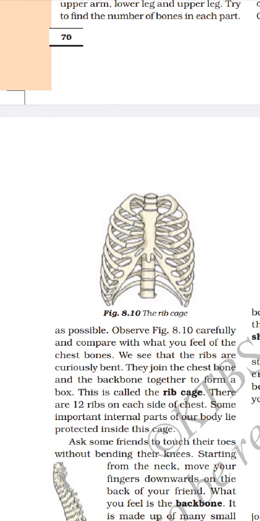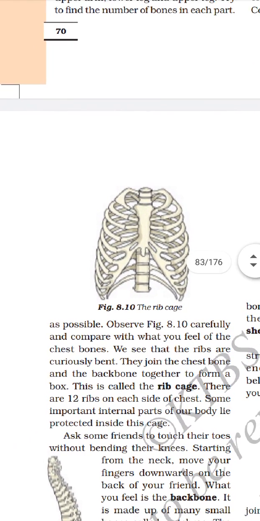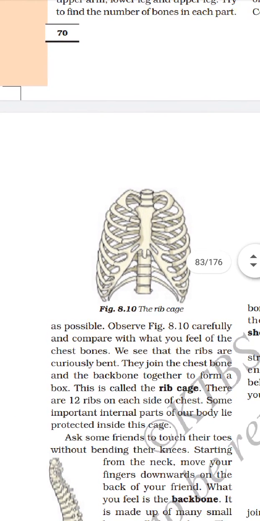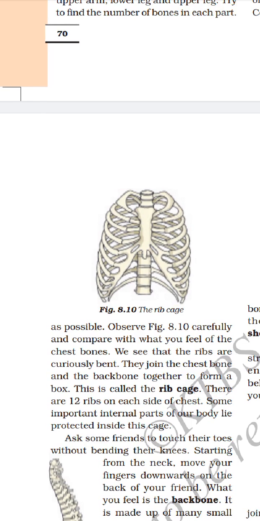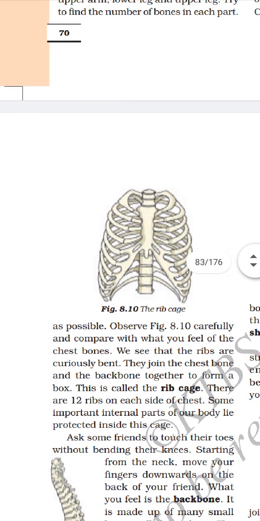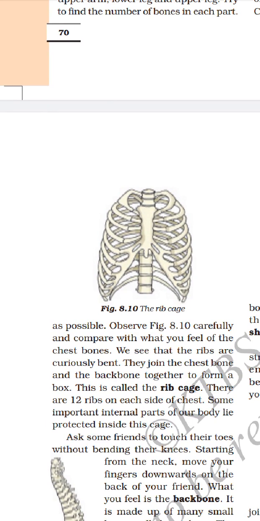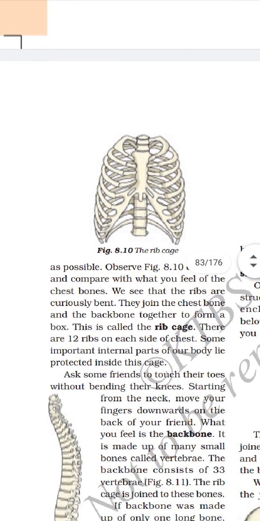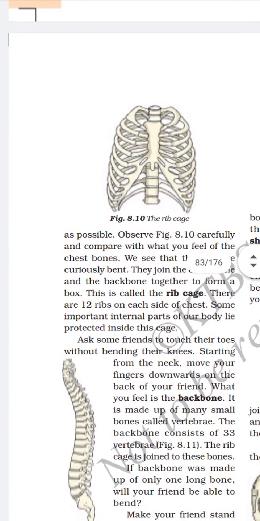Try to count and compare with what you feel of the chest bones. We see that ribs are curvily bent. They join the chest bone and the backbone together to form the rib cage. This is the rib cage. There are 12 ribs on each side of the chest. Some important internal parts of our body lie protected in this cage.